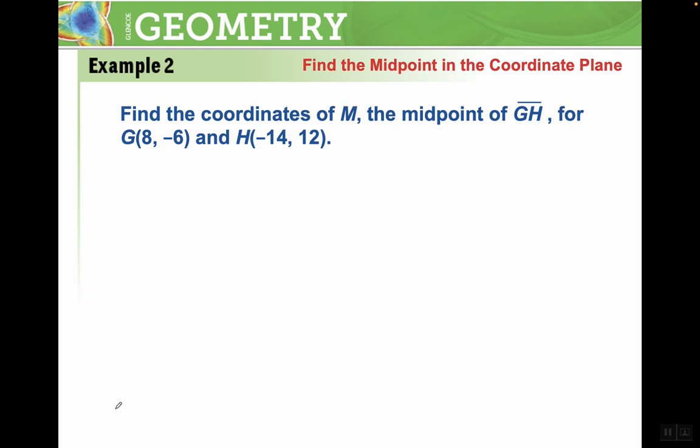It says find the coordinates of M, the midpoint of GH, for G and H, and I'm going to draw it out because it's geometry and that's what makes me be able to do it. Once you've drawn a few of these out, you might not have to draw all of them out, but it gets a little bit trickier later on. So we're looking for M, the midpoint, which is exactly in between.